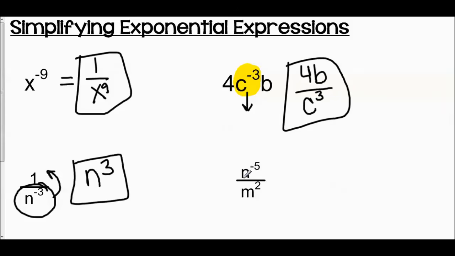On this last one here, n to the negative fifth over m squared, the n to the negative fifth power, that's going to be pushed down. So as you see, there's nothing left on top, so for my simplified version, I have a 1 on top, and then I will have m squared and n to the fifth on bottom.